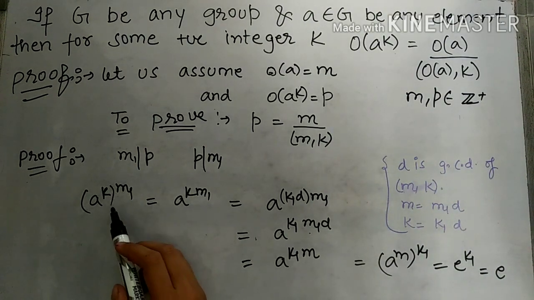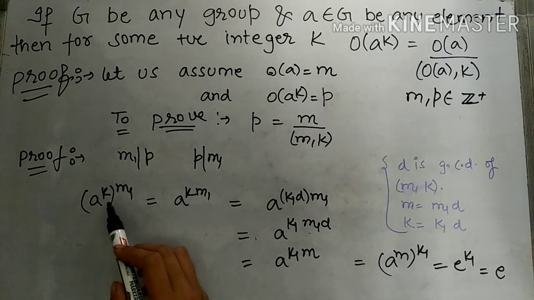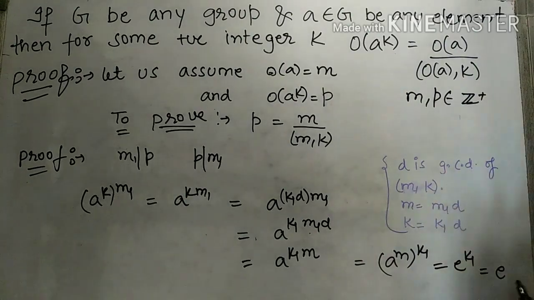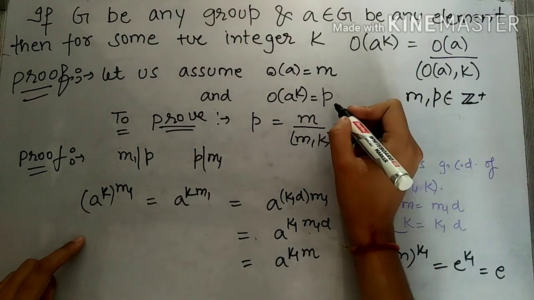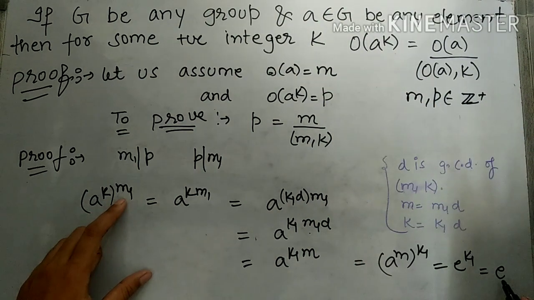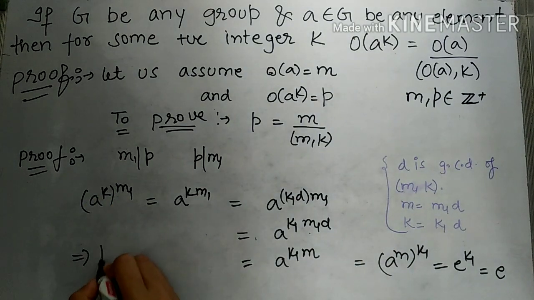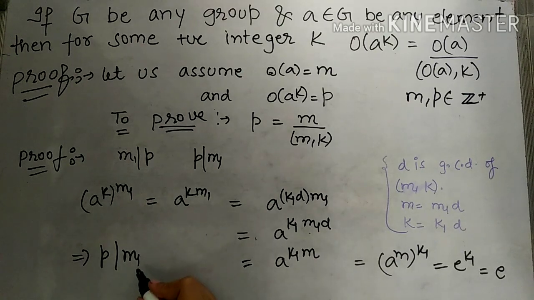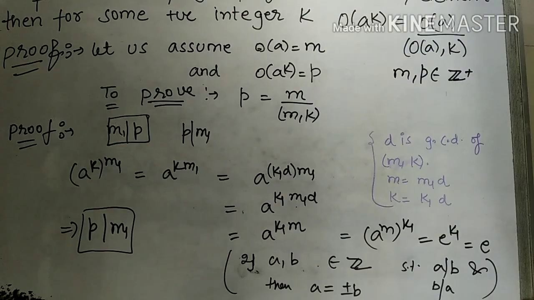So what we get from here is that we have a positive integer m1 for which a^k raised to power m1 is equal to the identity of the group G. But we are given that the order of a^k is p. So a^k raised to power m1 will be equal to the identity if and only if p divides m1. So we have proved that p divides m1 also. And we have already proved that m1 divides p.